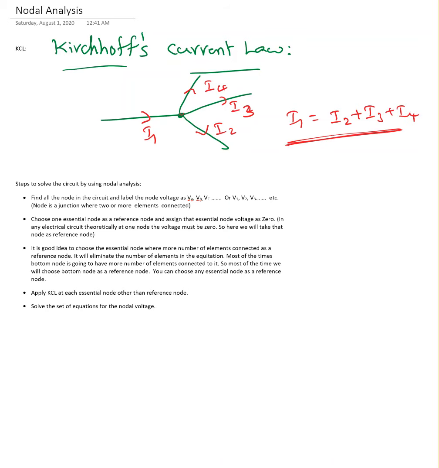Basically you're not storing any energy, or there is no current drop at a junction. Whatever current is entering is leaving out through the other paths. It's just like water flowing in. You can analyze it with the water. Whatever water is coming in here, that water must leave through different paths. This is similar to the water flow. It's called Kirchhoff's current law.